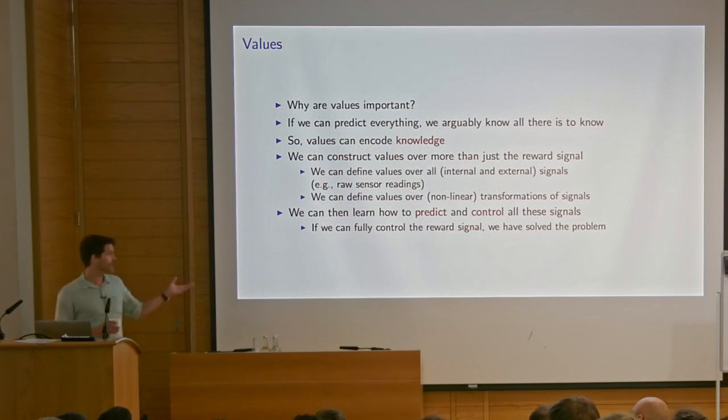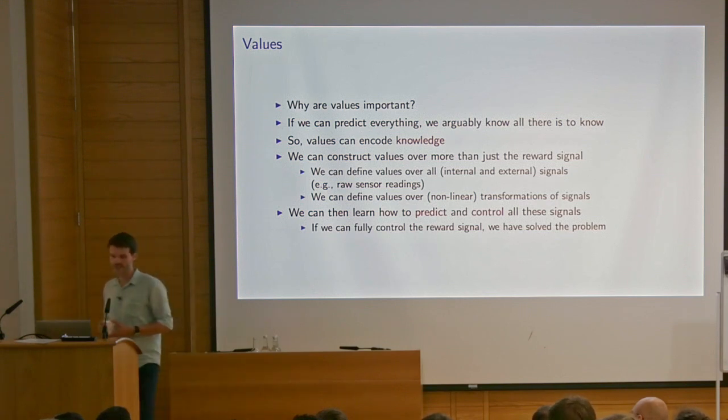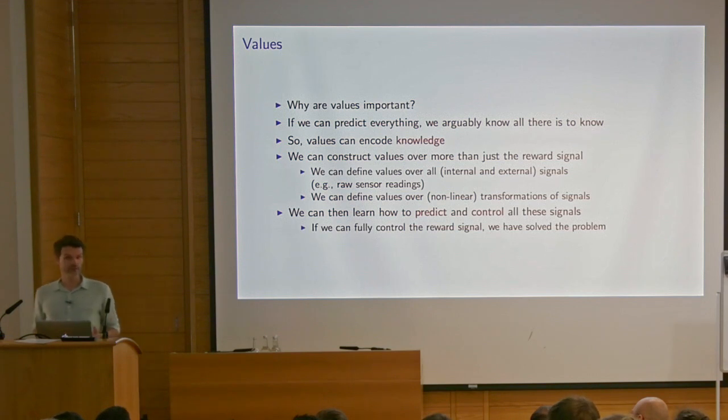And to maybe say something that follows quite naturally from what we said before, if we can fully control the reward signal, and specifically if we can predict its future values, future return, and then we can control this so we can also optimize it, then we've basically solved the problem that we set out to solve. But before you can actually do that, it might actually be quite useful to try to predict and control many other things as well.